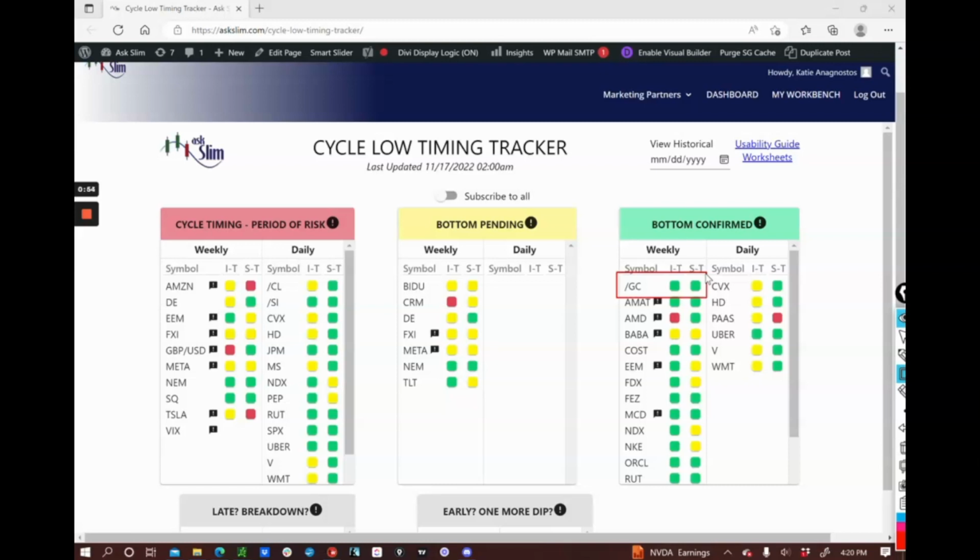Also, tomorrow's Cycle Low Timing Tracker will show /GC in this box, the cycle timing box for the daily time frame. So that'll be a period of time of approximately 7 days when we expect the current daily cycle to form a low and then begin to move up into the rising phase of the next daily cycle. Now let's go over to the chart and see what that looks like.